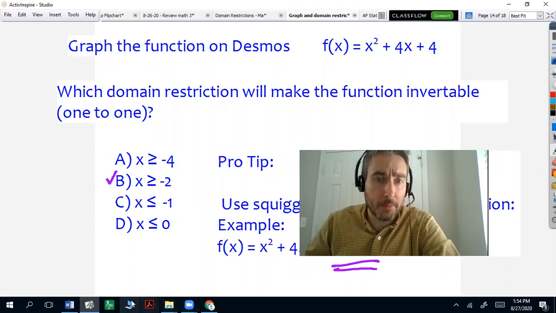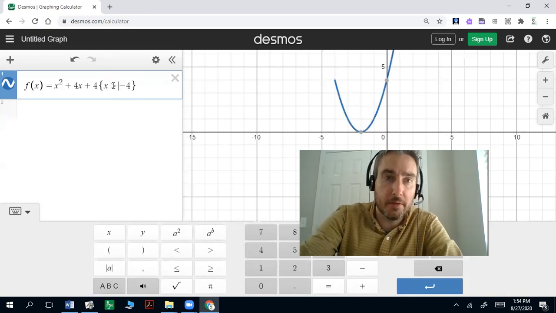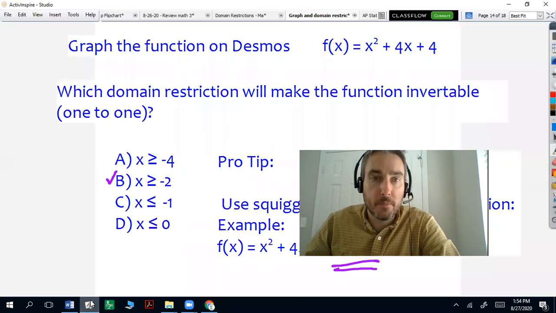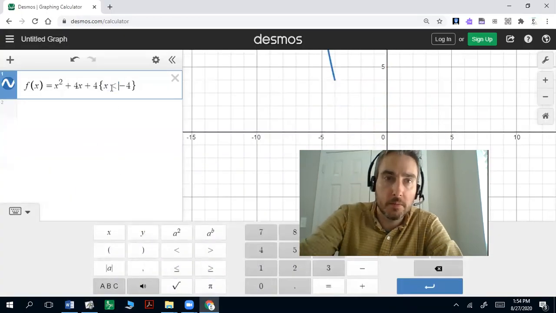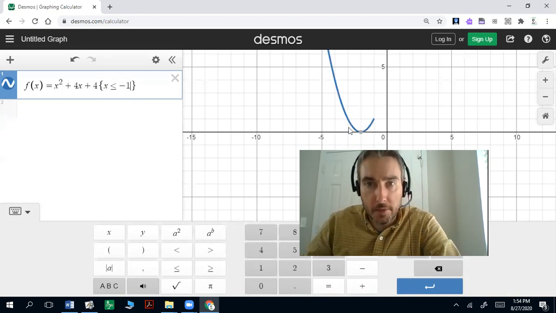because let's say I did negative 4. Oops, that was greater than. So if it was greater than or equal to negative 4, notice that it would fail the horizontal line test here because it goes back up again. So you didn't want to use that. If it was less than or equal to negative 1, it would fail it again because this kind of comes up here, fails the horizontal line test.